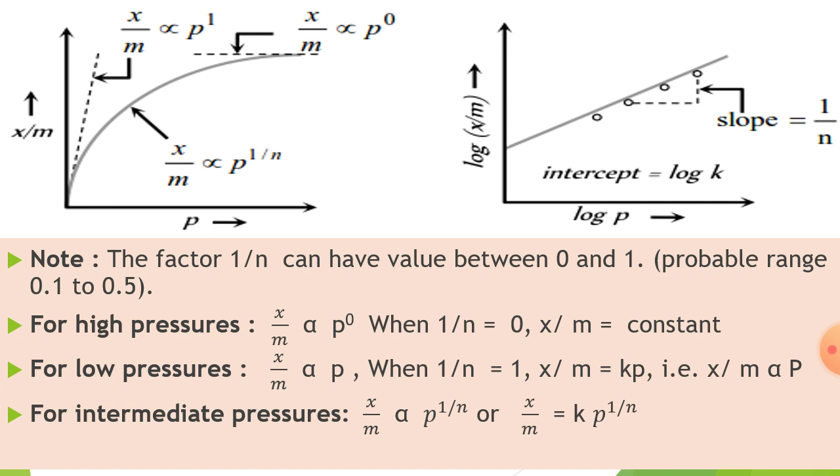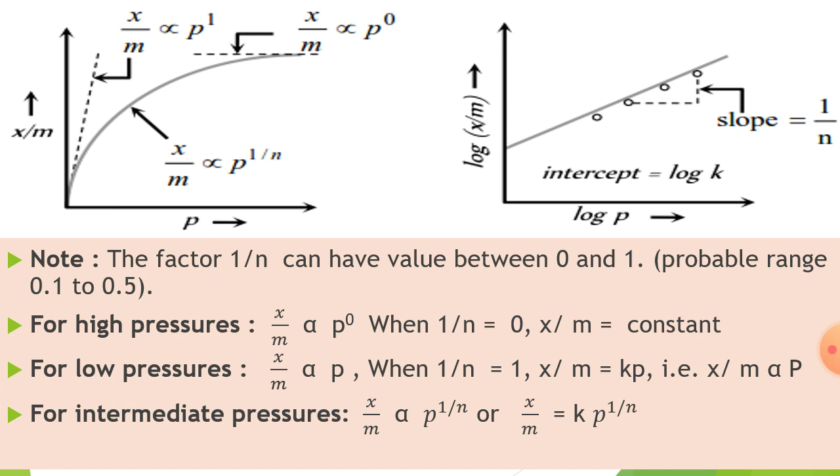If you equate this graph to the straight line equation y equal to mx plus c, there y is log x by m, x is log p, m is slope 1 by n, and c is intercept, that is log k. So like this you can plot the graph of the Freundlich adsorption isotherm.